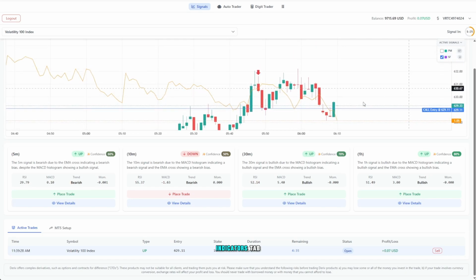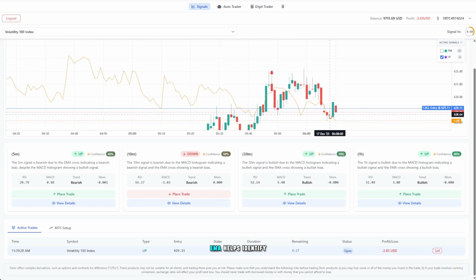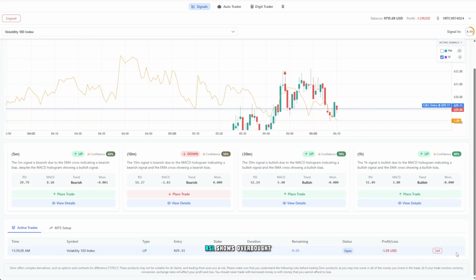Now open the Indicators tab. Here you can enable technical indicators such as EMA, RSI, and ATR. EMA helps identify the trend. RSI shows overbought and oversold levels, and ATR measures market volatility. Apply the settings to update the chart.